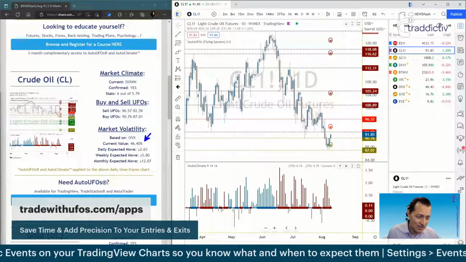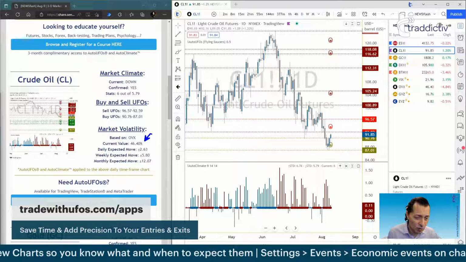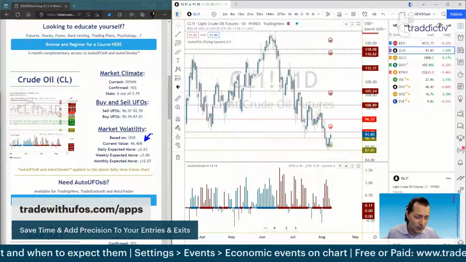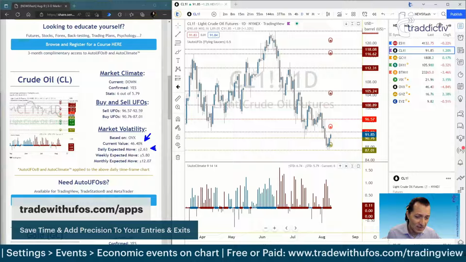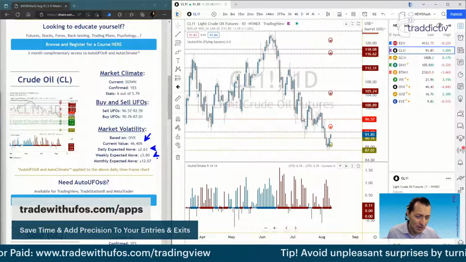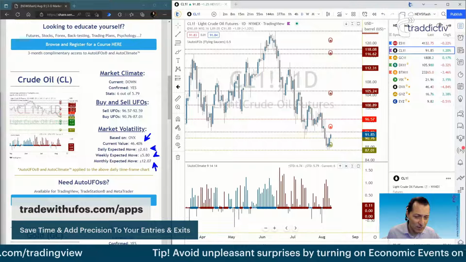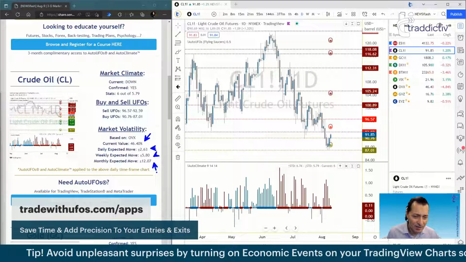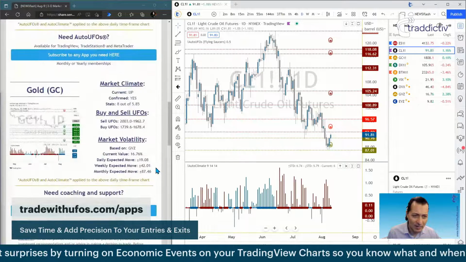Implied volatility is extracted from options on futures of crude oil, which is 46.40%, which also implies 2.63 points either up or down in a day, which is 5.80 points either up or down in a week, which is 12.07 points either up or down in a month.